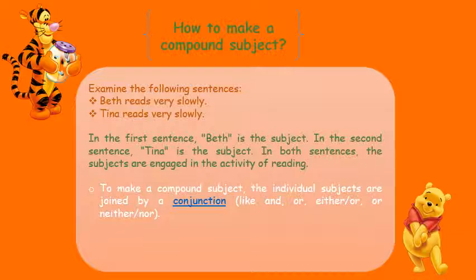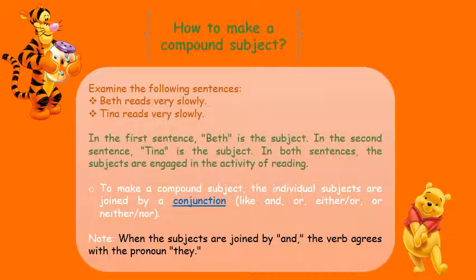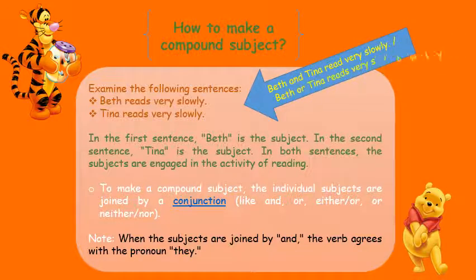But sometimes I might have to do slight changes. You'll see what I mean now in my answer. But first, note when the subjects are joined by and, the verb agrees with the pronoun they. Here, when I join the subjects with and, if I say Beth and Tina, the verb must agree with the pronoun they. Why did I say they? Because Beth and Tina are together. I say they, and they is plural. So Beth and Tina are plural, okay? So I have to do a slight change here with the verb. I have to remove the s from reads. So it must become Beth and Tina read very slowly.